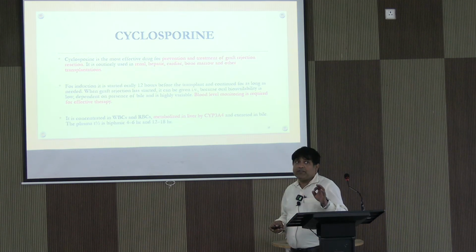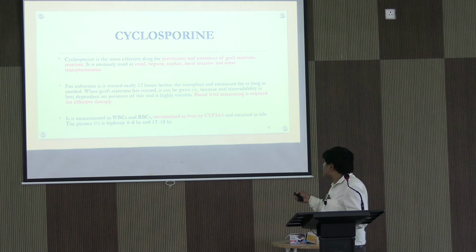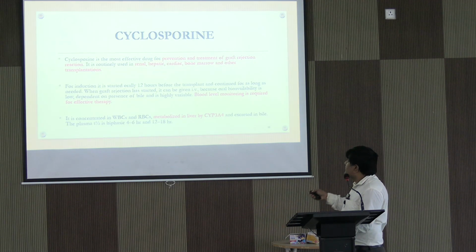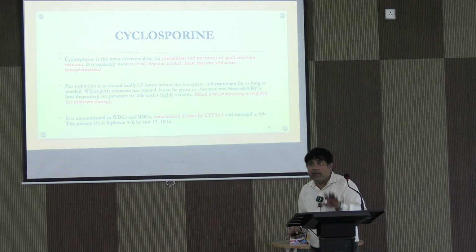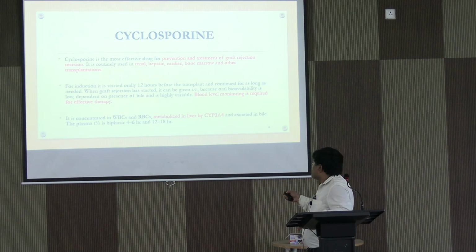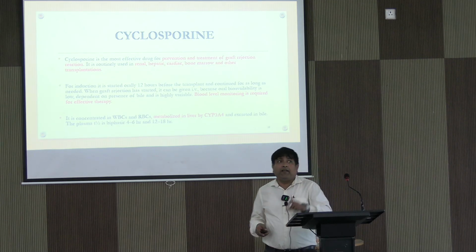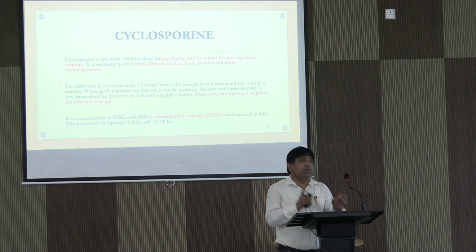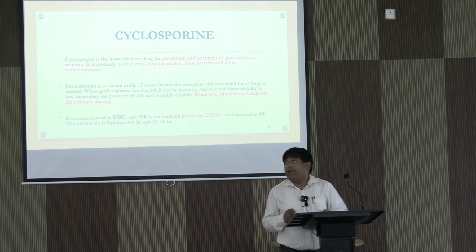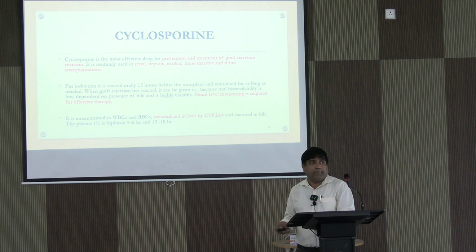Now, it is the most effective drug in organ transplantation for the prevention and treatment of graft rejection reaction. It is routinely used in renal transplant, hepatic transplant, cardiac transplant, bone marrow transplant and other transplantations. Blood levels have to be monitored during its use to adjust its dose. Now, it is metabolized in the liver by the CYP3A4 enzyme.